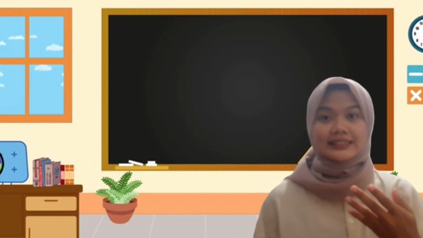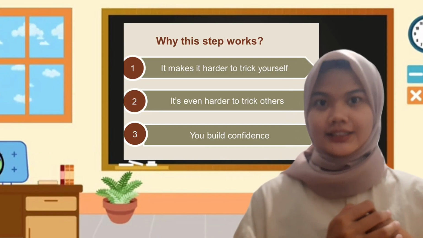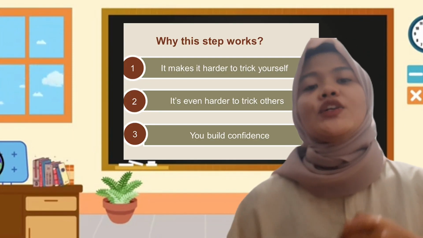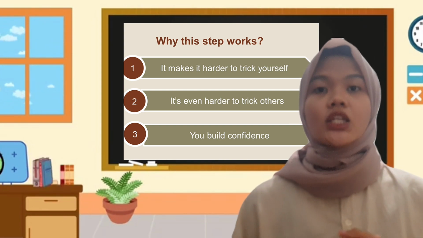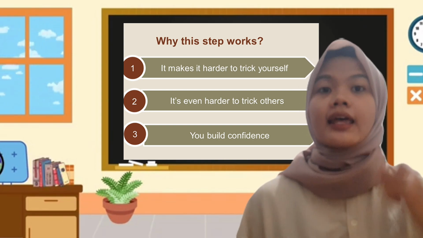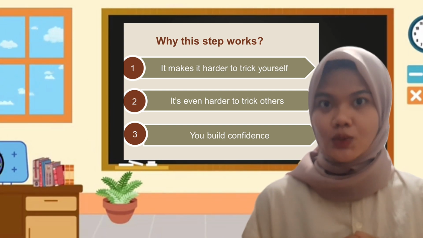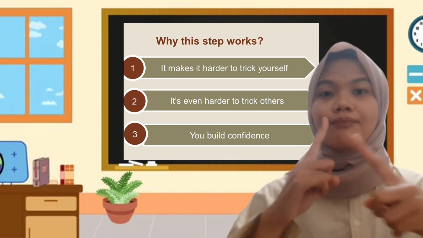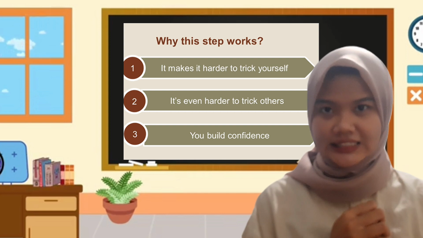Why does this step work? First, it makes it harder to trick yourself. When you have to truly explain something, you encounter the holes in your reasoning. Think of this as a process to obtain understanding, not something where you only repeat what you already understand.